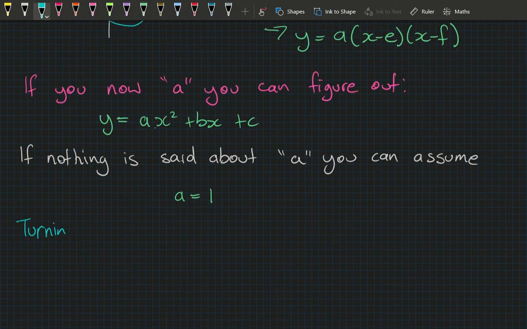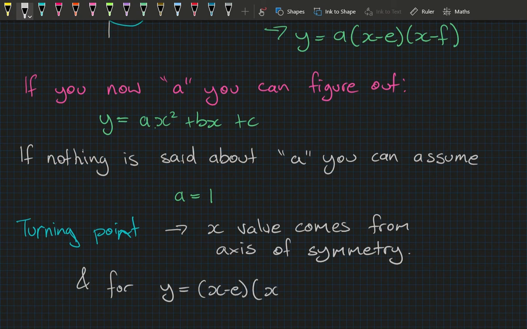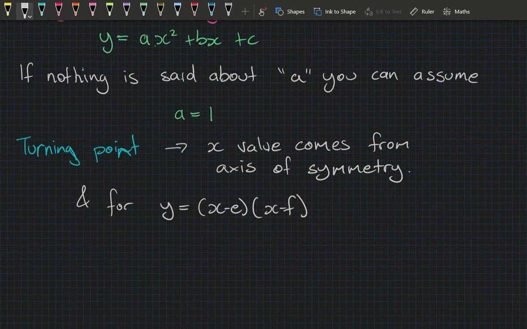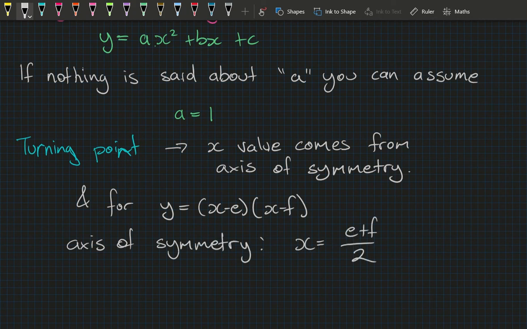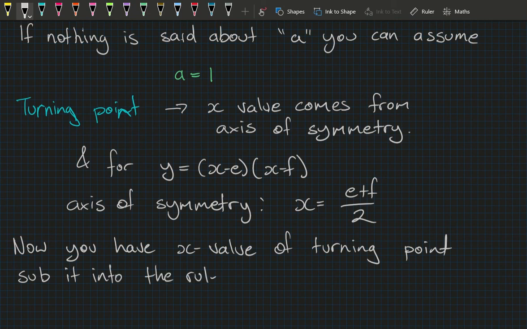And then we still need to find the turning point. And we know that has an x value that comes from the axis of symmetry. And as we've covered in all the other sections, if we had y equal to (x minus E) times (x minus F), our axis of symmetry is x is equal to (E plus F) divided by 2, which is just the average of E and F, right? So now that we've got the x value of the turning point, all we need to do is sub this x value into the rule to find the y value.